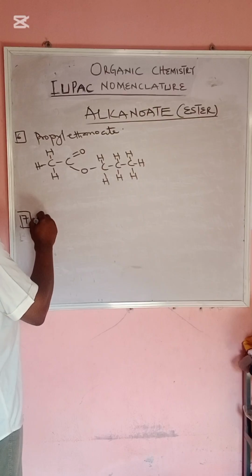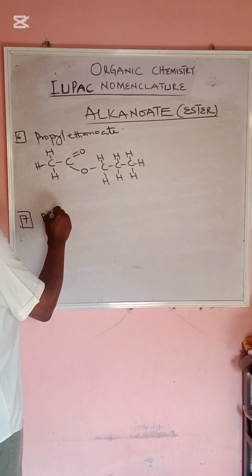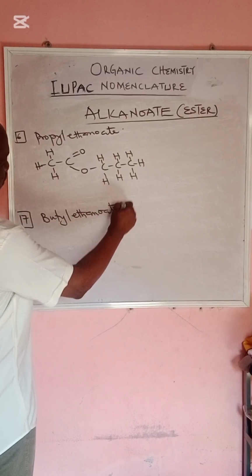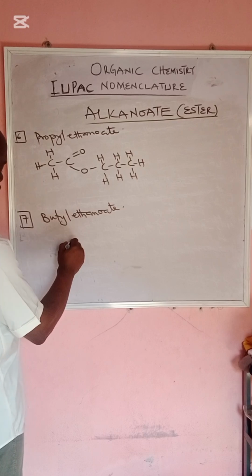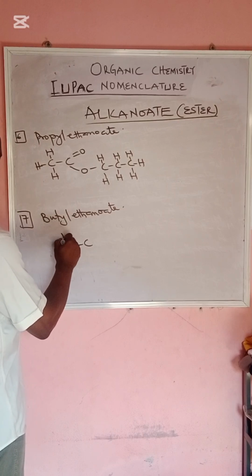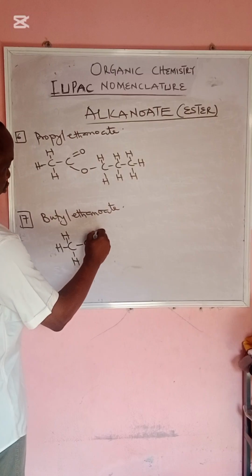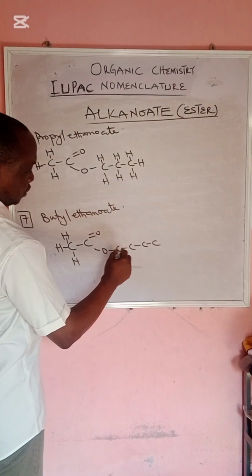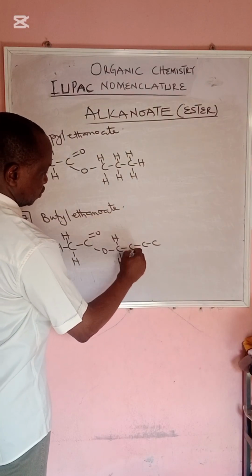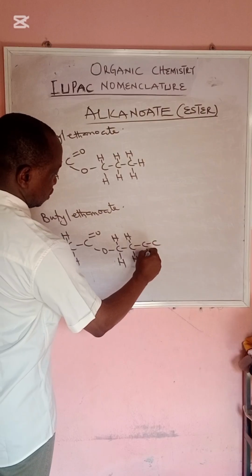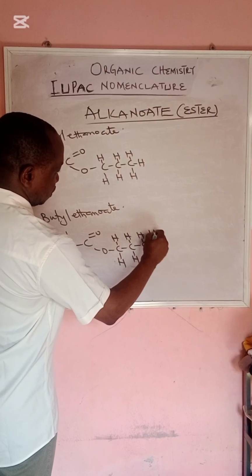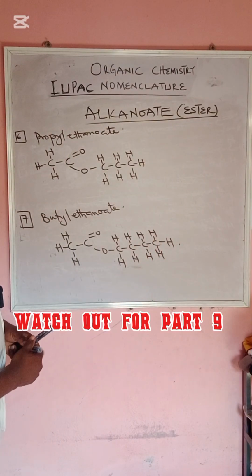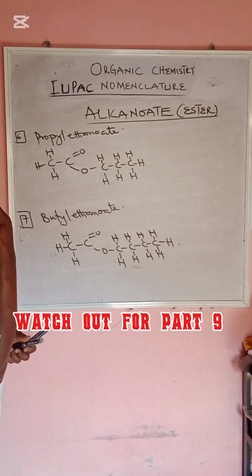7. Let's say you have to draw butyl ethanoate. So it will be ethanoate 1, 2, hydrogen, hydrogen, hydrogen, double bond, single bond, then 1, 2, 3, 4, because of butyl here. So this one will be hydrogen, hydrogen, hydrogen, hydrogen, hydrogen, hydrogen, hydrogen. So we're done with naming of esters.